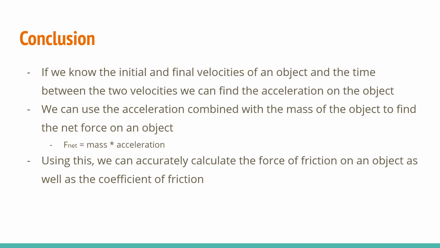Overall, if we know the initial and final velocities of an object, and the time between those two velocities, we can find the acceleration on an object. We can then use this acceleration combined with the mass of an object to find the net force on an object through Newton's second law. This is F net equals mass times acceleration. Through this, we can accurately calculate the force of friction on an object, as well as the coefficient of friction, allowing us to accurately predict motion of objects.